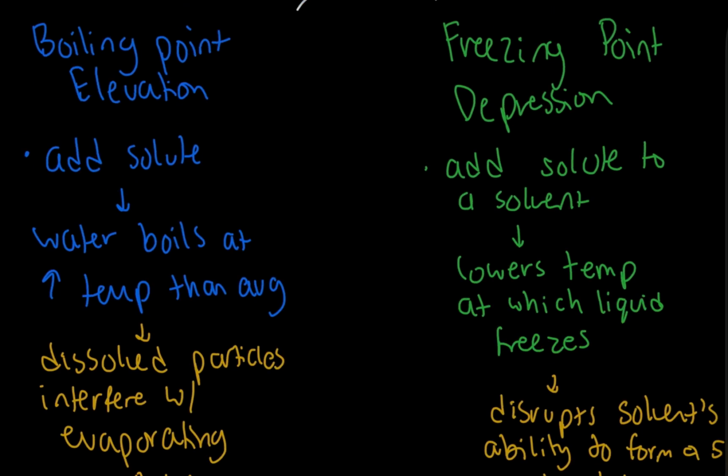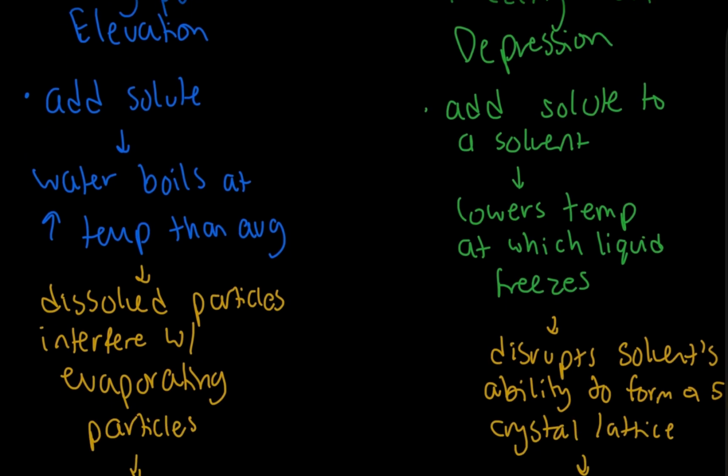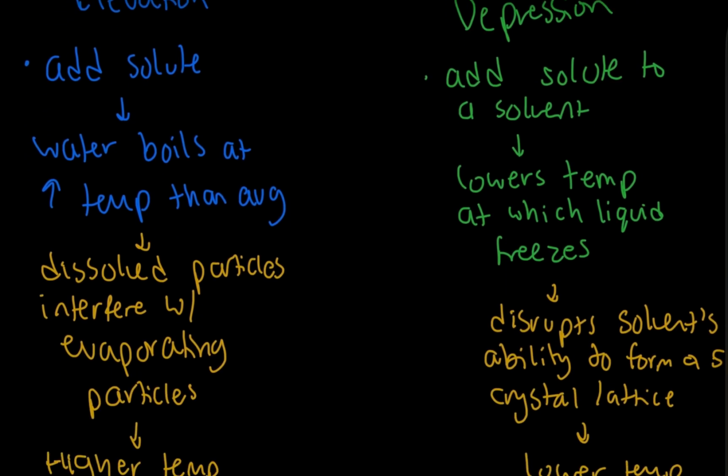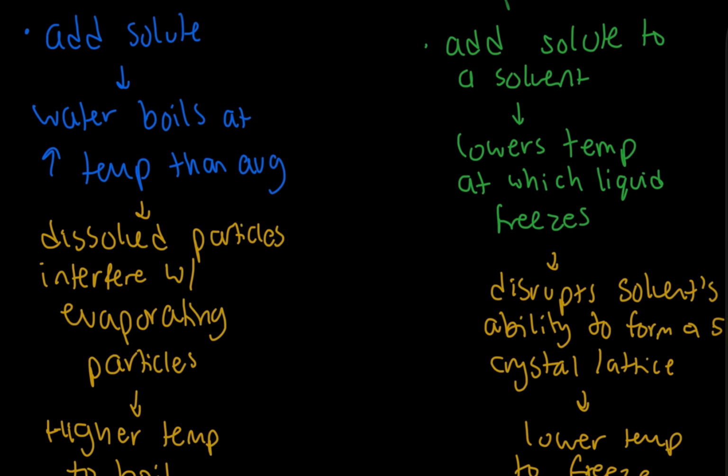Now, freezing point depression is that whenever you add a solute to a solvent, it's going to lower the temperature at which the liquid freezes, because it's disrupting a solvent's ability to form a solid crystal lattice structure. So it's going to require a lower temperature to freeze. For example, whenever we add salt on roads before it snows, it's going to cause the ice to melt because it's dropping the freezing point below 0 degrees Celsius.